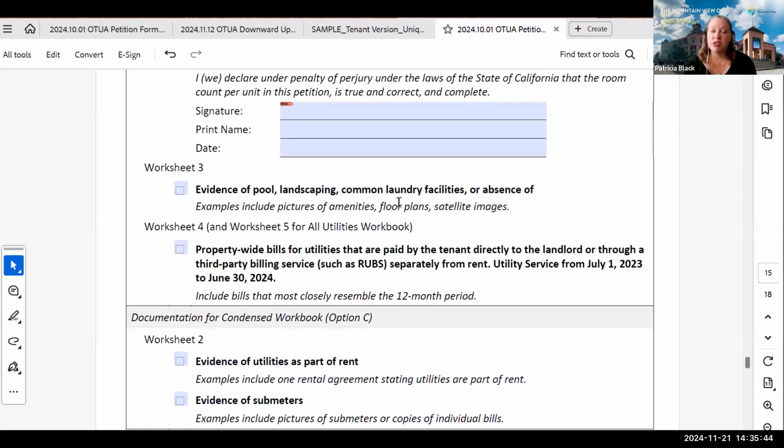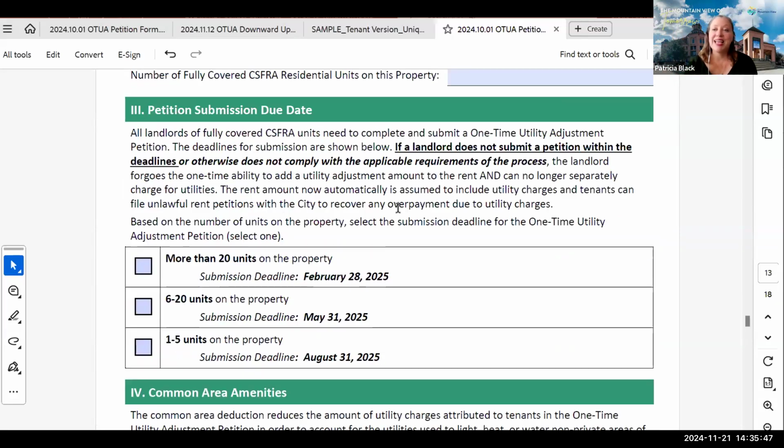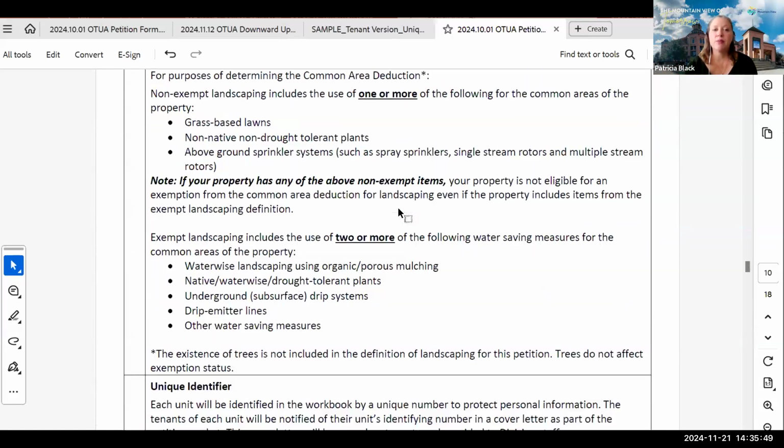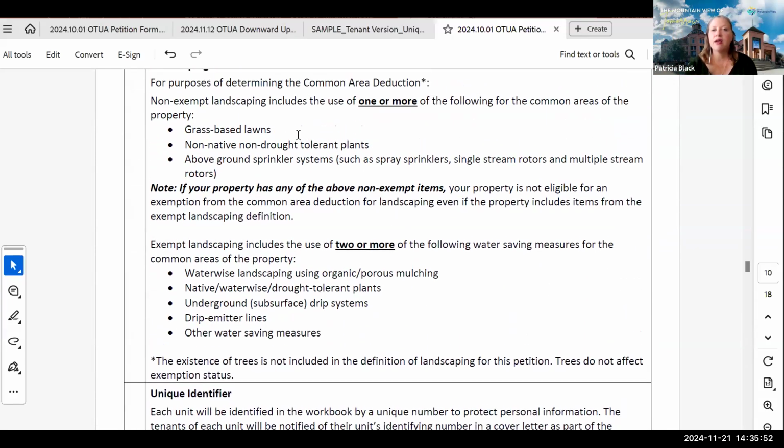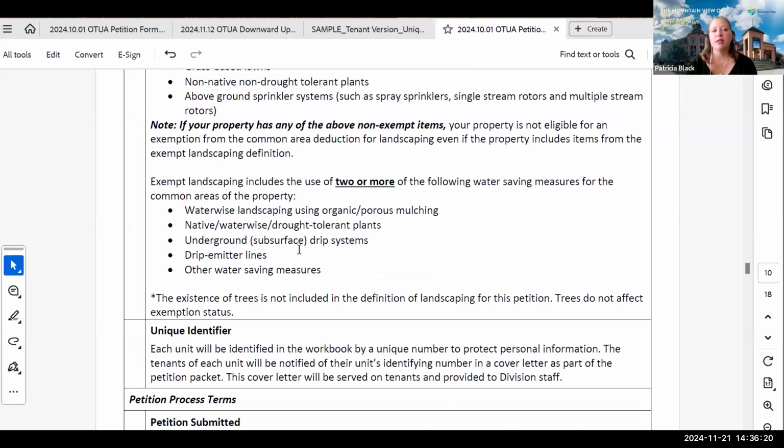There is specific language and definitions around landscaping. Landscaping in this has a specific definition. So non-exempt landscaping includes the use of one or more of the following for the common areas of the property: grass-based lawns, non-native drought-tolerant plants, or non-native non-drought-tolerant plants, above-ground sprinkler systems. If you have any of the above non-exempt items, your property is not eligible for an exemption from the common area deduction for landscaping, even if you include items from the exempt landscaping definition.